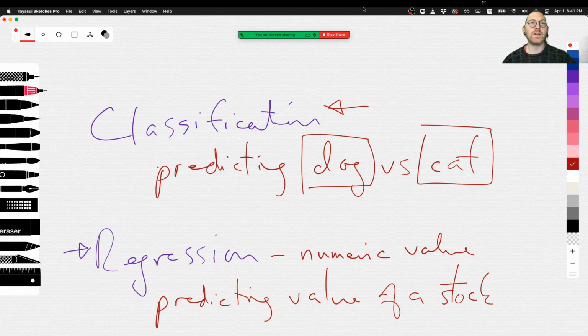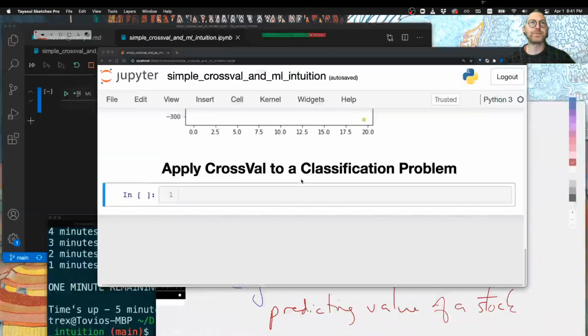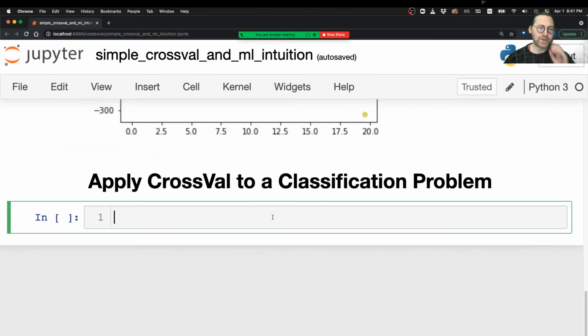So we're going to work on a classification problem, and we're going to use a classic data set called the Iris data set.